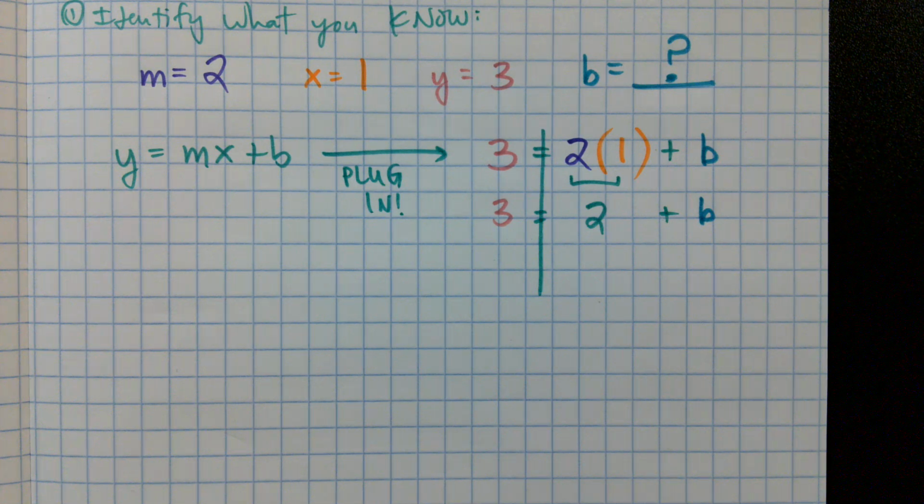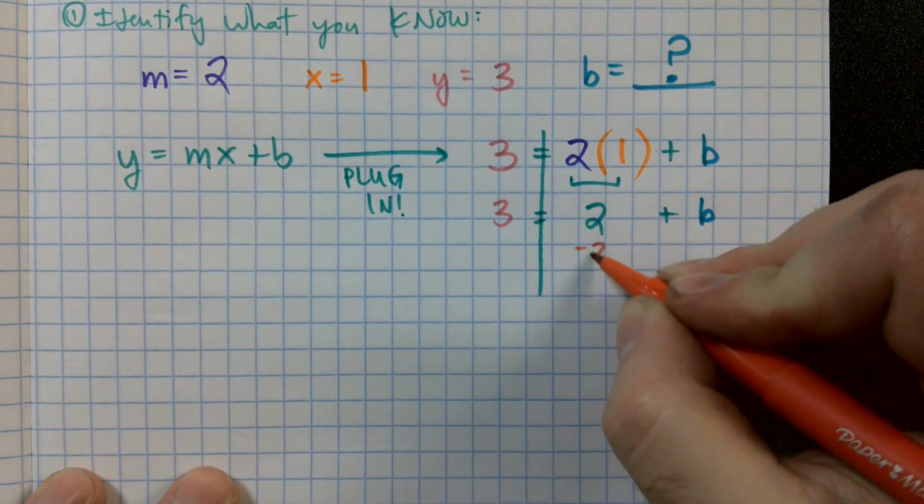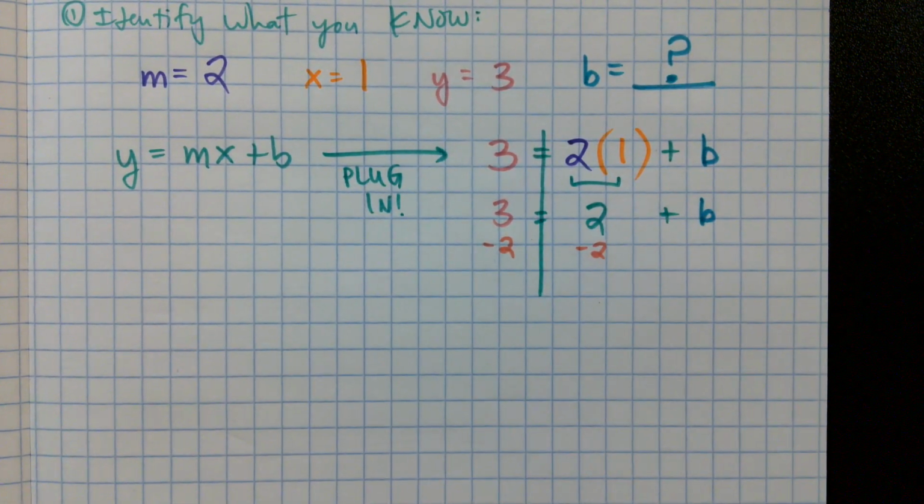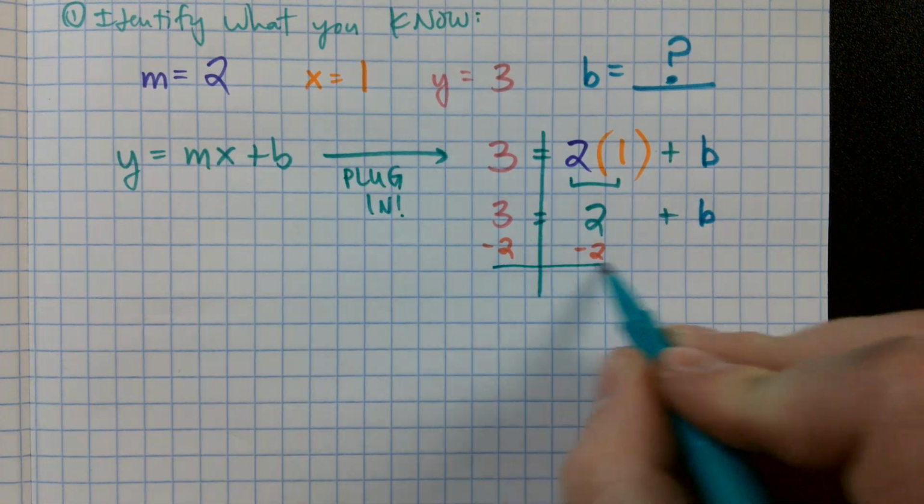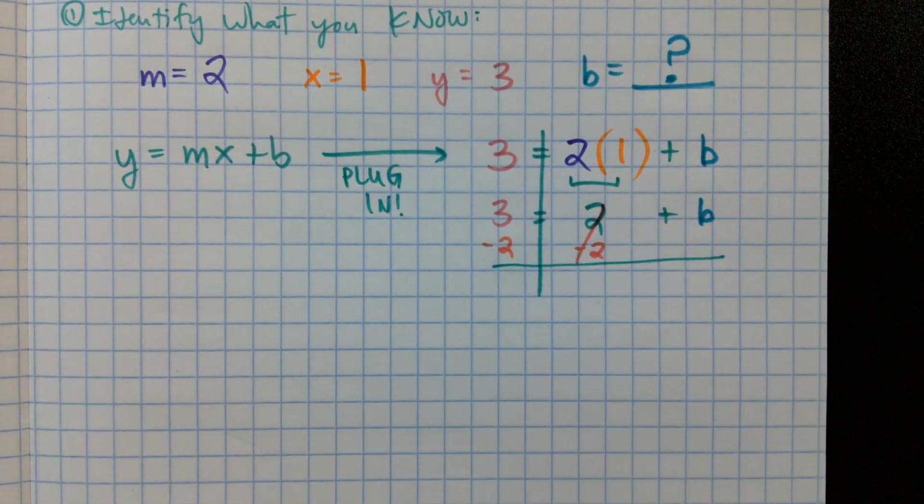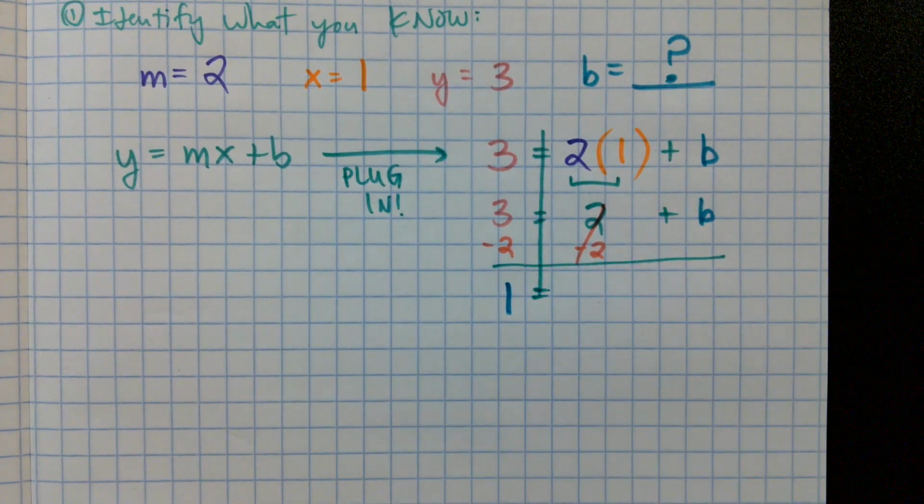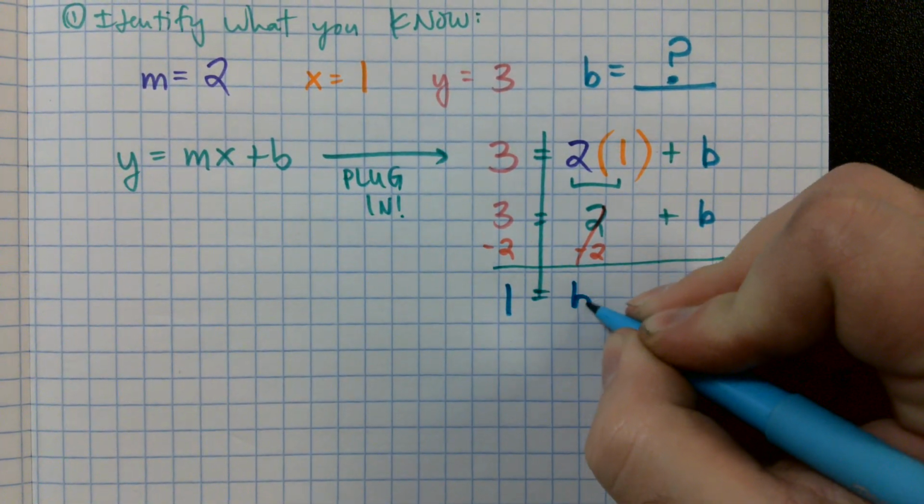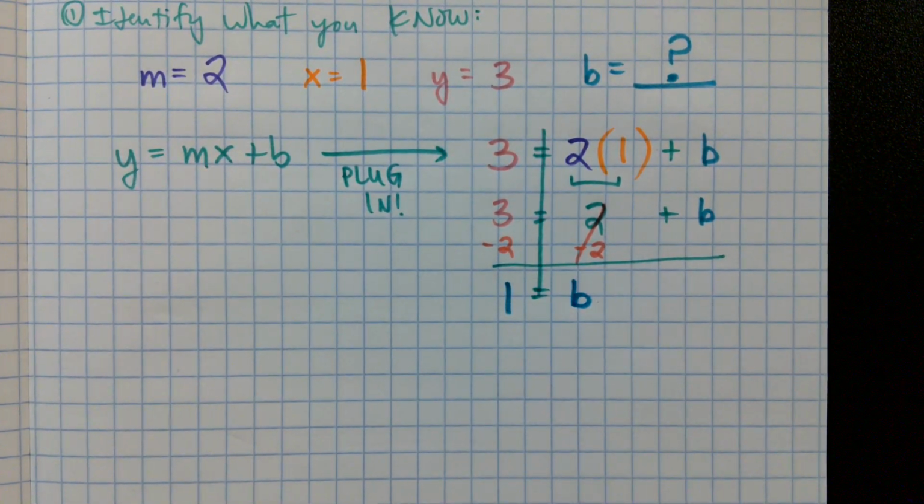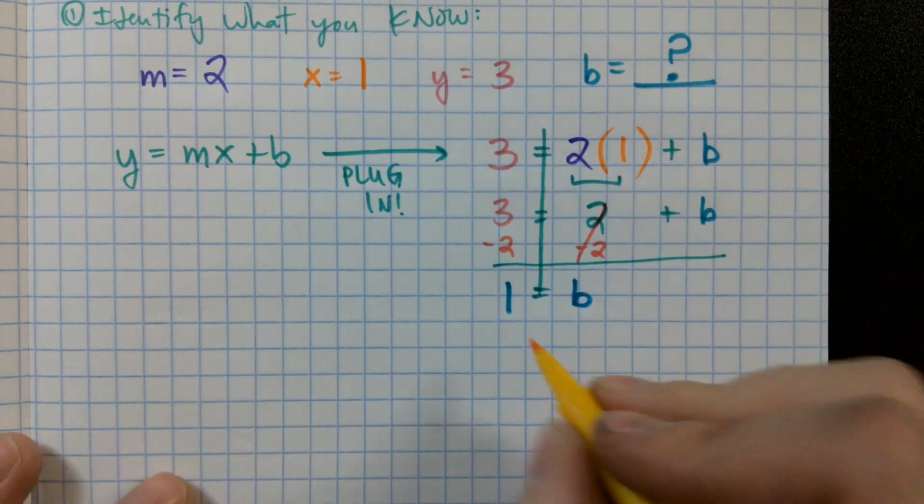What can I do now to get b all by itself? Colby, what can I do? We're going to subtract 2 from both sides. Alex, what does that leave me with? 3 minus 2 is 1. Okay, 3 minus 2 gives me 1 equals b. So, what's my b value here? 1.